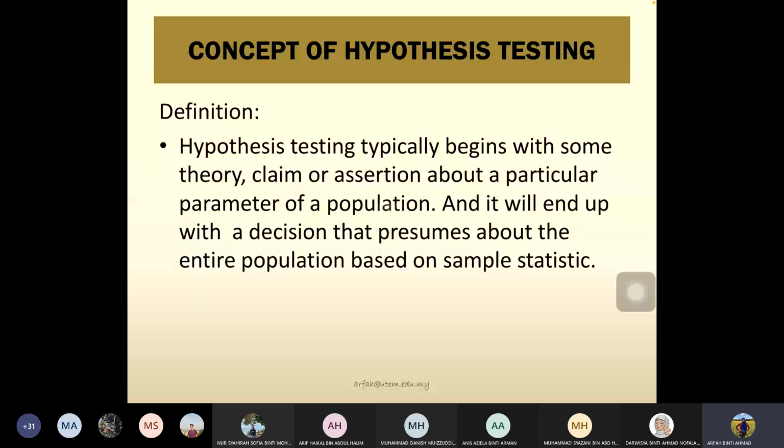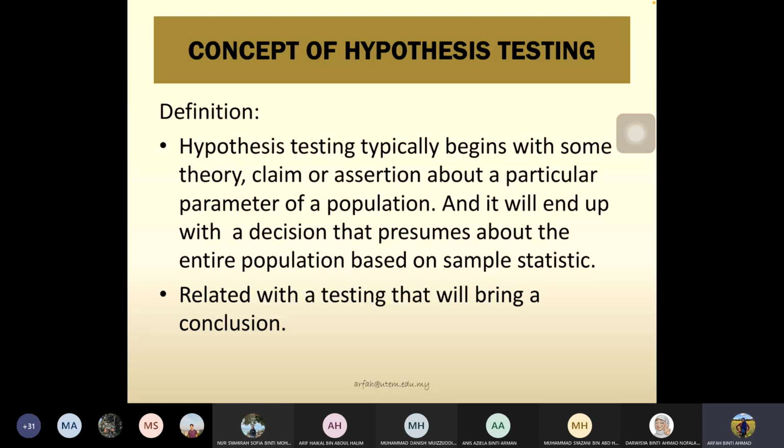Okay. So by definition, hypothesis testing typically begins with some theory, claim or assertion about a particular parameter of a population. Okay, parameter, for example, you want to do the claim on the mean or maybe also on the proportion or standard deviation or any kind of parameter. But the parameter that we are interested in this chapter is only on the mean and also the proportion. So from there, we want to test on the proportion or on the mean, and it will end up with a decision that pre-assume about the entire population based on the sample statistics.